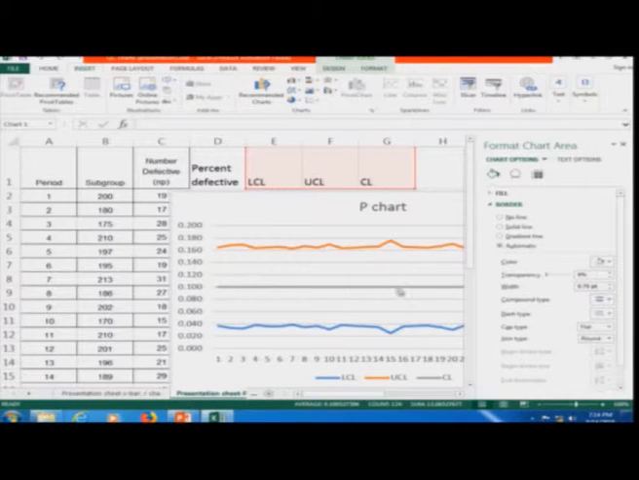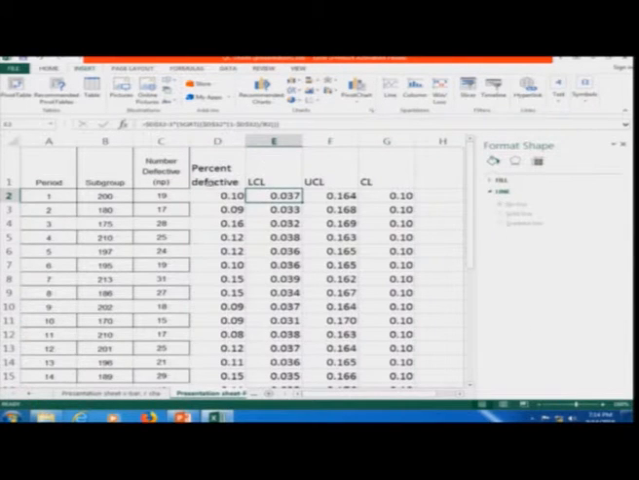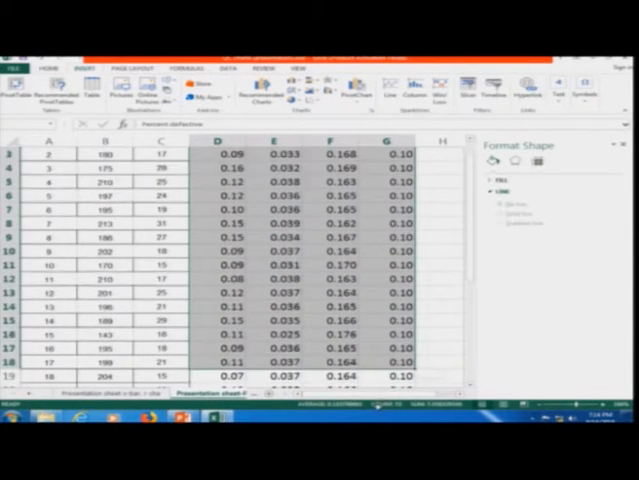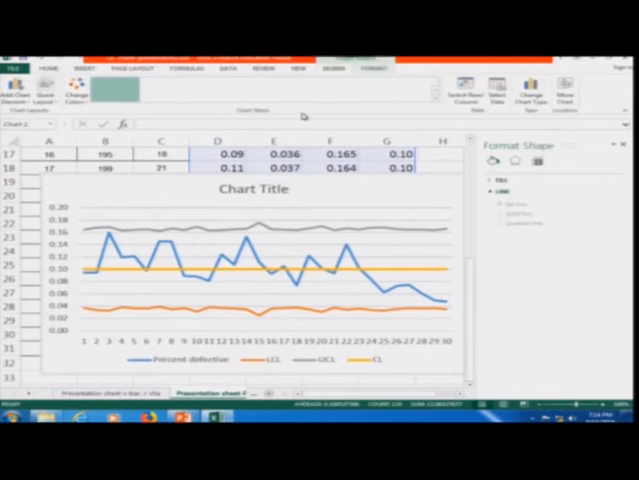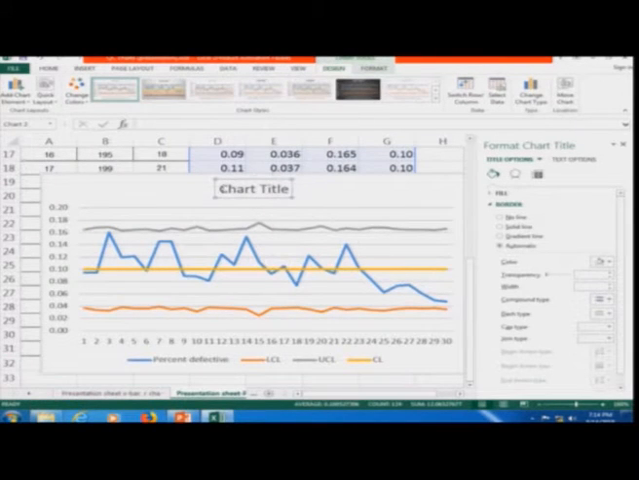Now, I need to put my process here. Process is percent defective. So, I will just plot it again. I will pick my percent defective and my control limits and center line, then insert line diagram. This is my P chart.